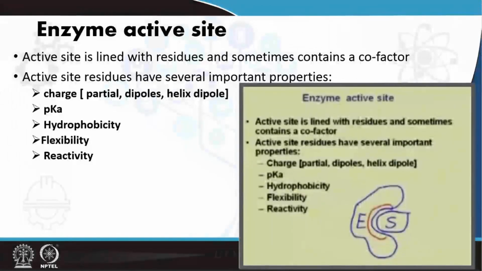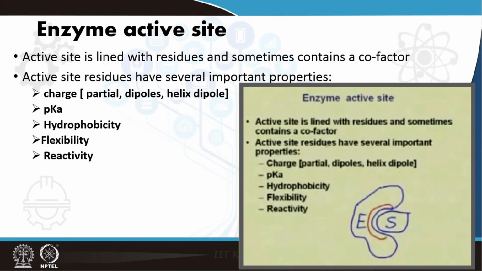So, what do we have? We have the active site that is lined with residues, and it sometimes contains a cofactor. We will see what these mean in a moment. The active site residues have several important properties. Now, this is what we have to be particularly careful about.